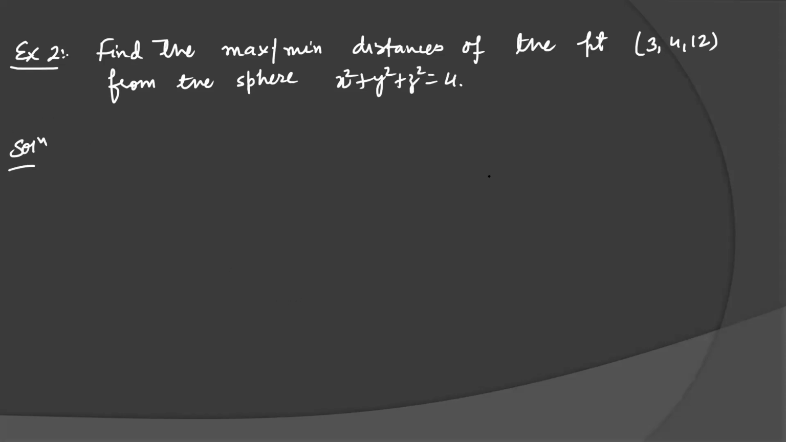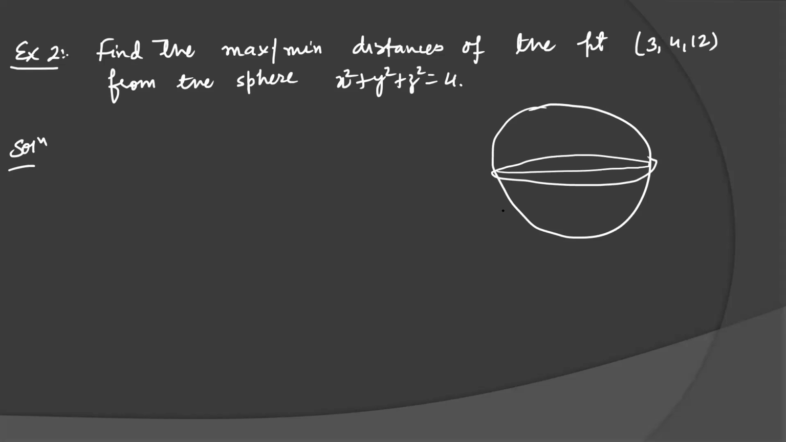Let's see the solution. Suppose this is your sphere and any point is here. Point A is here, 3, 4, 12, and you want the minimum and maximum distance. This is point P, x, y, z. Suppose this point x, y, z gives the minimum distance, then this will be the maximum distance. AP will be the minimum distance, the perpendicular distance, and AQ will be the maximum.